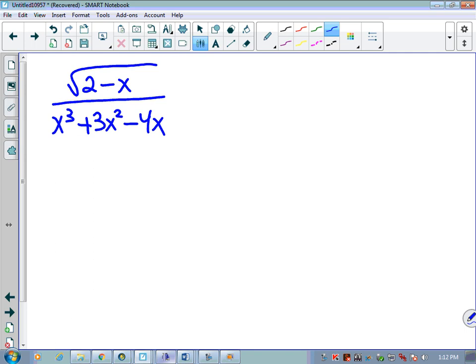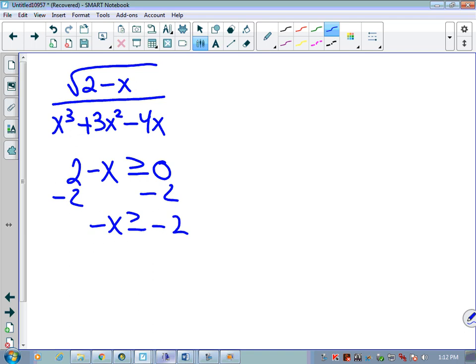So we're saying that 2 minus x has to be greater than or equal to 0. It can be 0. We just can't get a negative inside the square root, because then I'm moving into imaginary numbers. So from here, you can subtract 2. I'm getting negative x is greater than or equal to negative 2. I can divide by negative 1, and I have to flip the sign as I divide by the negative, so x is less than or equal to 2. That's where I want to start.